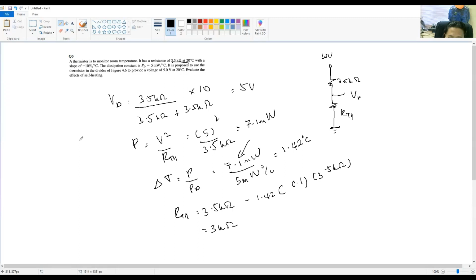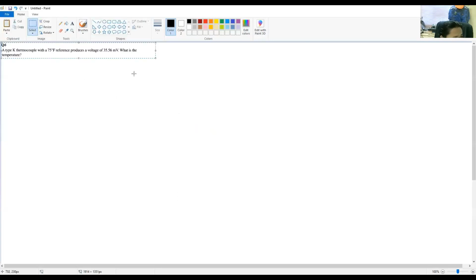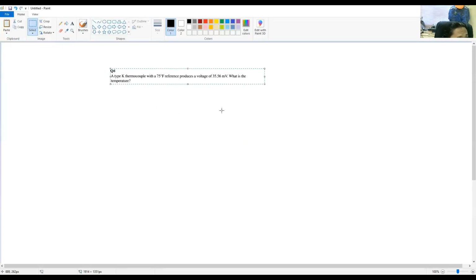Next, we can go for question number 6, which is about the thermocouple. Right, so this is question number 6. The type K thermocouple with a 75 Fahrenheit reference produces a voltage of 35.56 millivolts. What's the temperature?